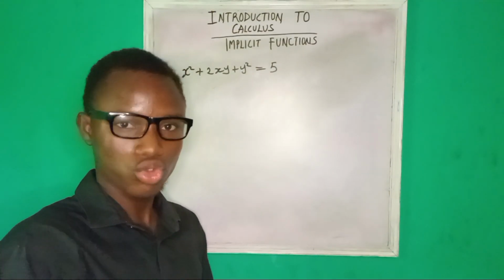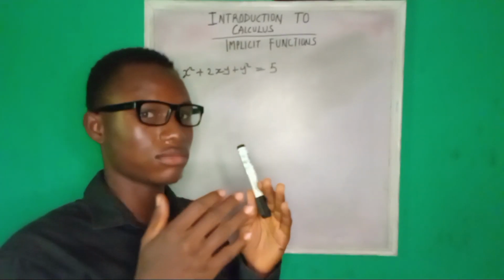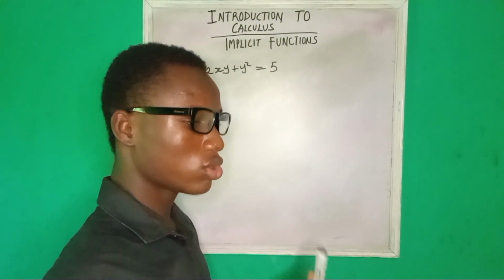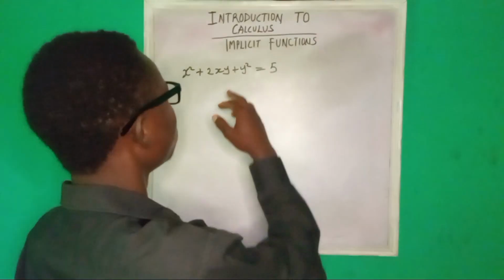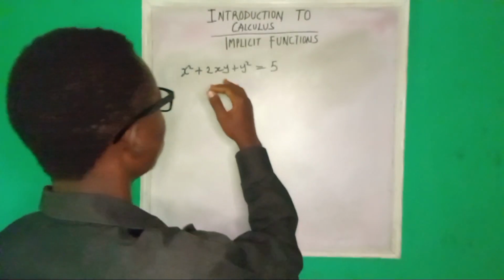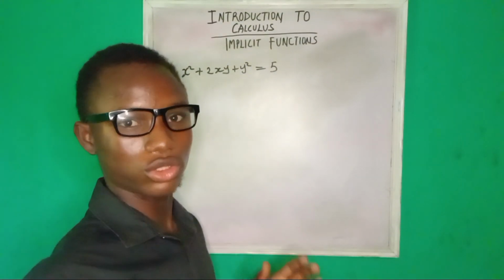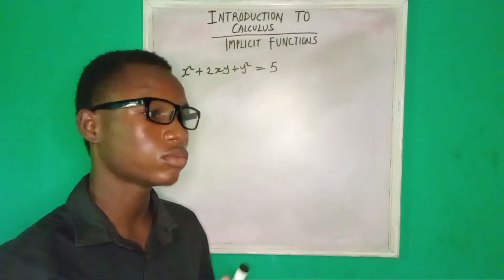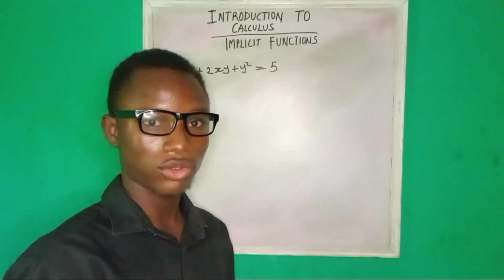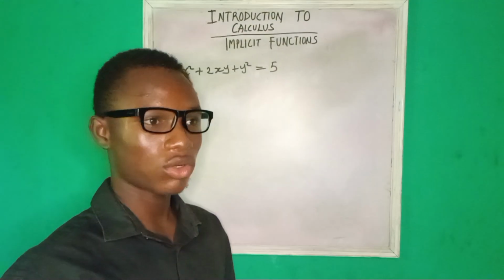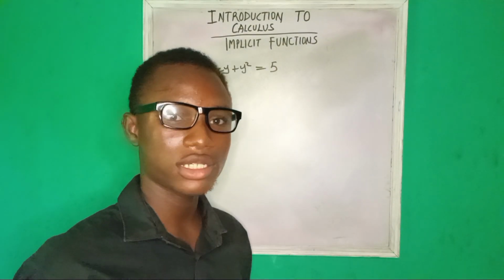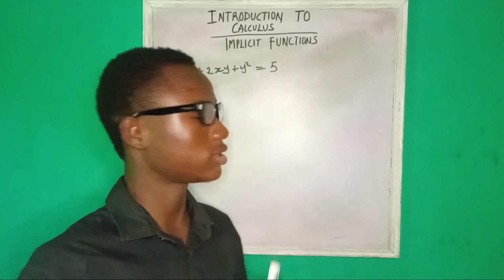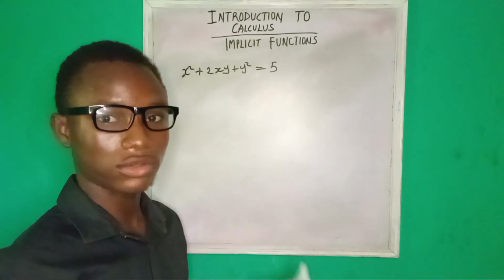Now, if they tell us to solve it using implicit functions, the way we are going to be solving it is going to be different. There are some particular laws that govern implicit functions, and we are going to have to be using the ideas that we know before, like product rule, chain rule, and stuff like that, in order to solve this kind of thing.